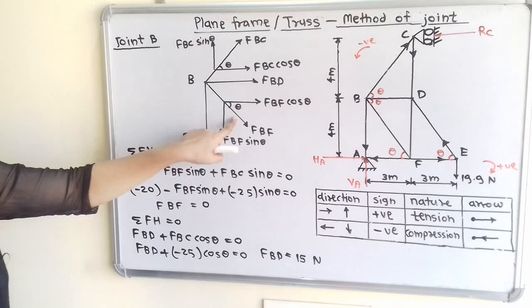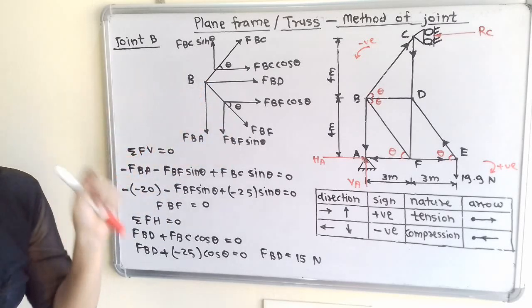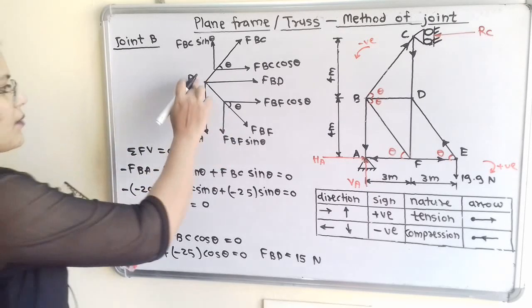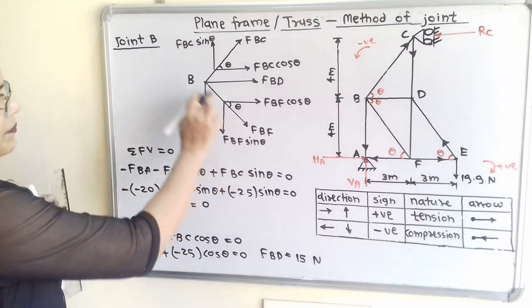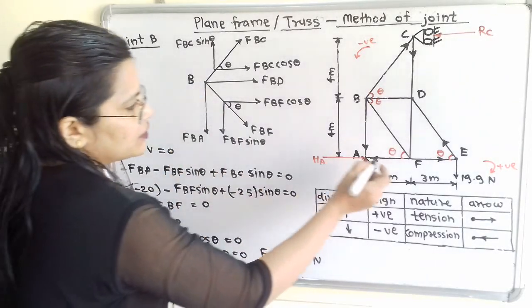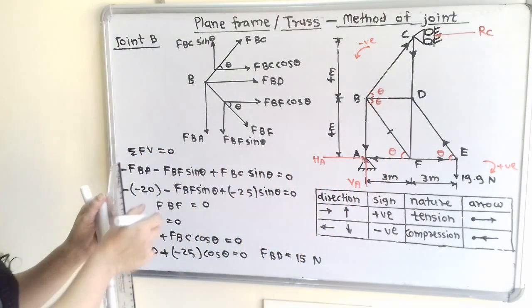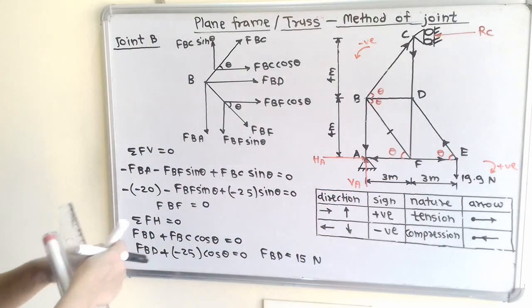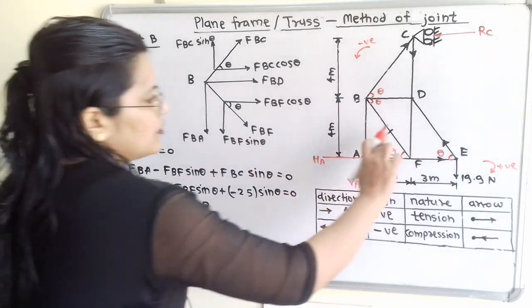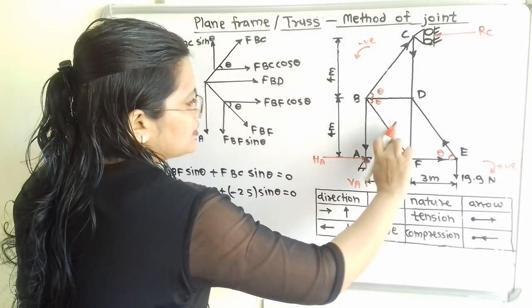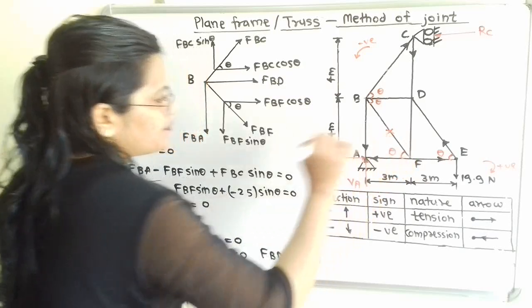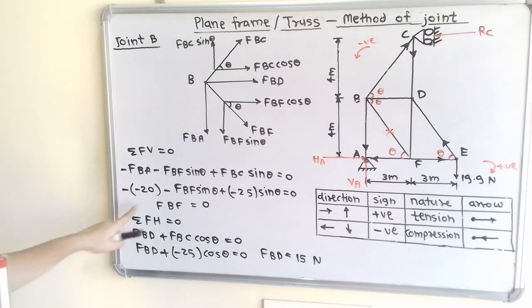That means this FBF force does not exist. So this component is 0. BF component is 0. So I will just mark here the cross sign. I will make the cross sign with the help of red marker, because it does not exist, its value is 0. Now we will move next.